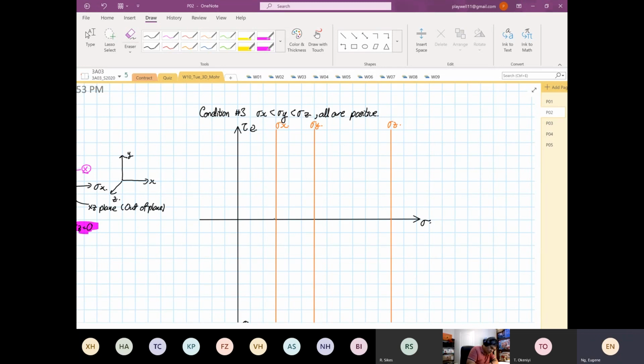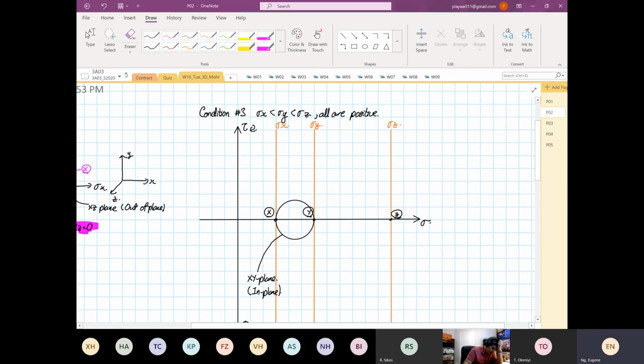Okay. So this is our point X, point Y, and point Z. So same thing, I'm going to construct again from here. The XY is our in plane. Okay. So this is our XY plane. Okay, so this is our in plane.